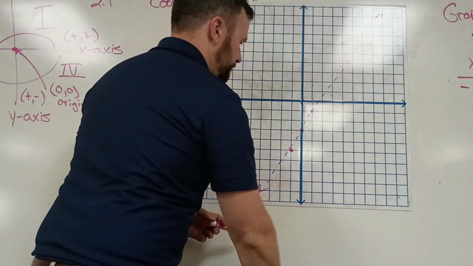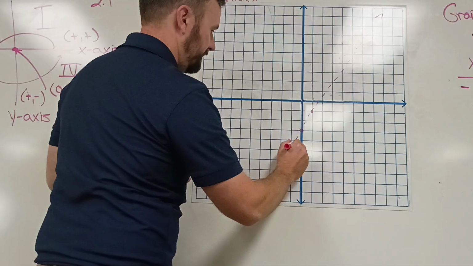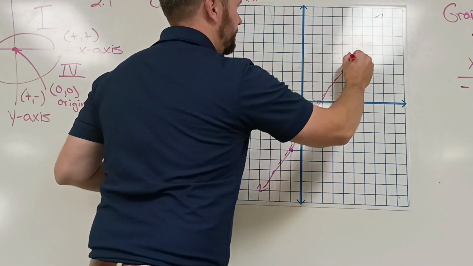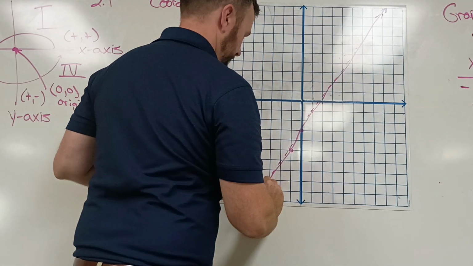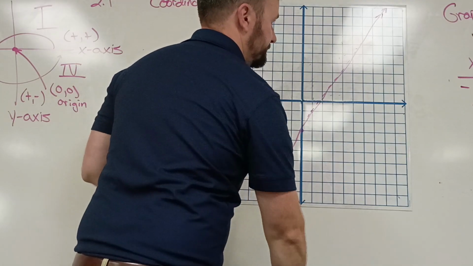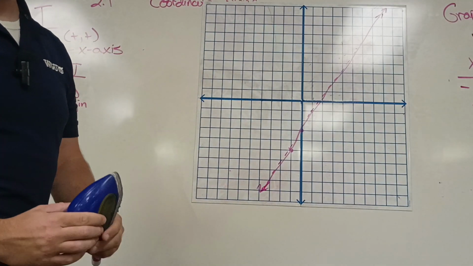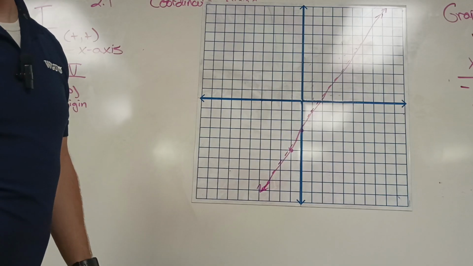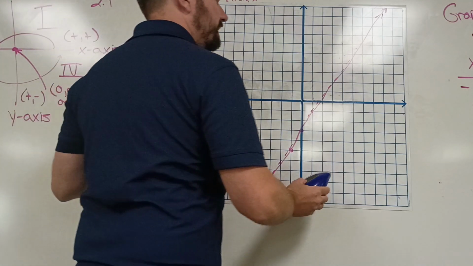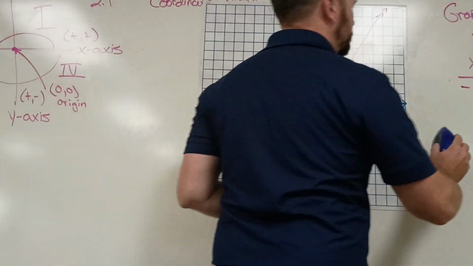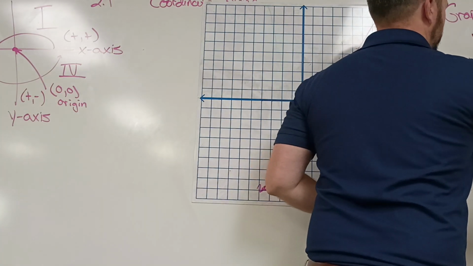Oh, oopsie. What did I do wrong here? That's not a dash line. That's not a dash line. We're almost done. All right, let's plot another one. We'll use a different color.